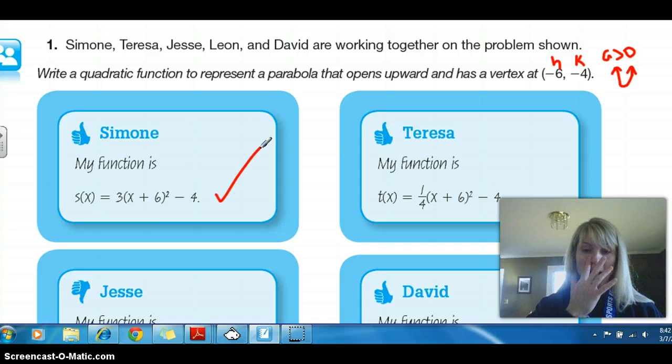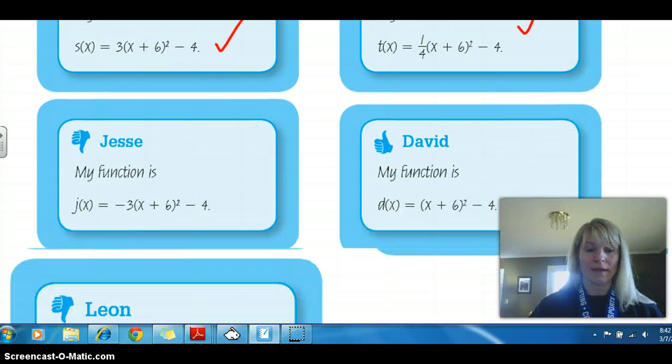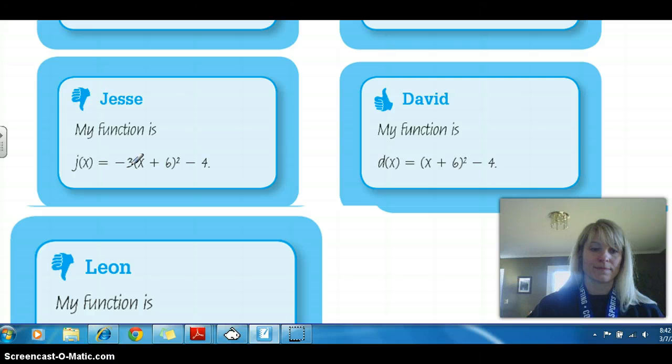Simone's works. Okay. If we look at this one, again, this is positive. We have the plus, and then we have a -4. So again, that will work. Jesse's can't work. It's got a negative, so that means it's going like this. So his will not work.